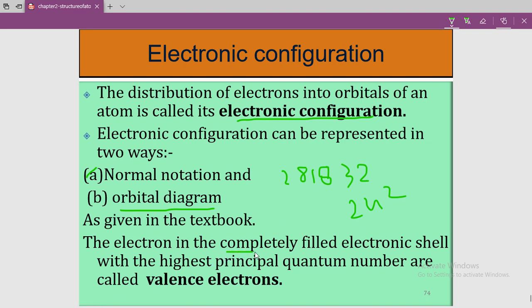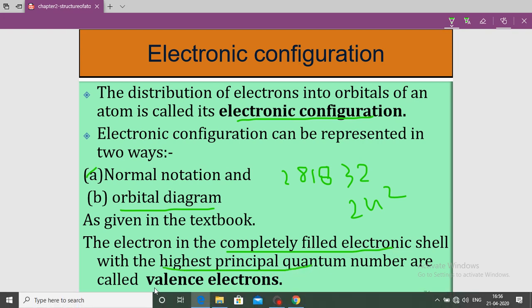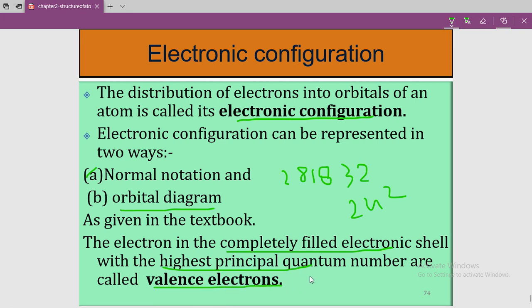Electron in the completely filled orbitals, in the electronic shell with the highest principal quantum number, is known as valence electron. It means the electron in the outermost shell. Suppose this one is the nucleus. Okay, one shell, second shell, third shell, and suppose this one is the fourth shell. This will be the valence shell, and electron in this shell will be valence electron.